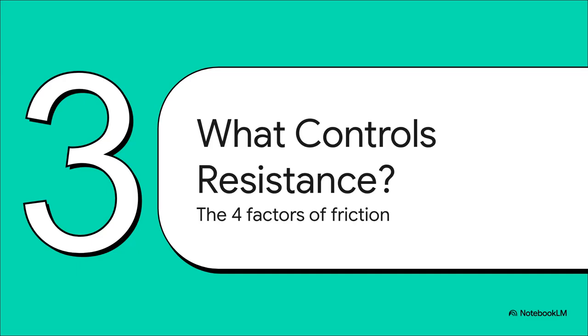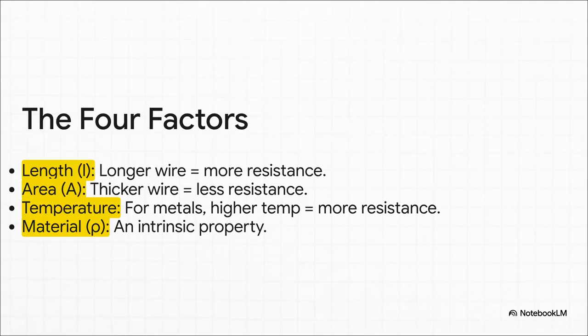Okay, so if resistance isn't always a fixed thing, what actually controls it? Well, it turns out there are 4 main physical properties that decide how much resistance any given object has. First up, length. It's pretty intuitive. The longer a wire is, the more stuff electrons have to push through, so more resistance.